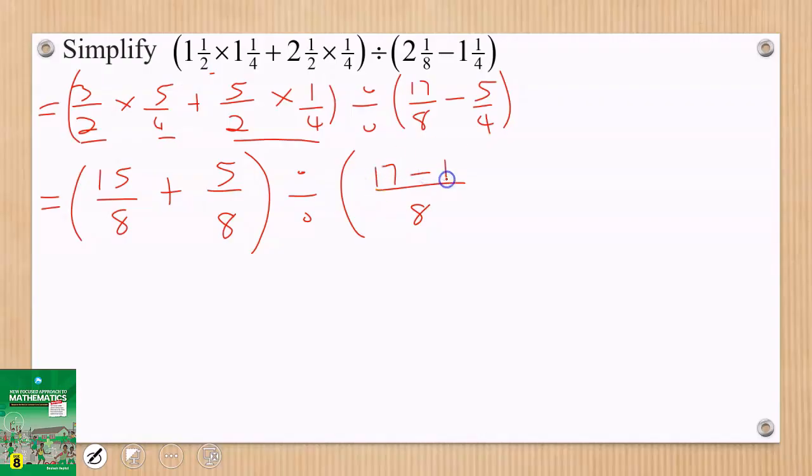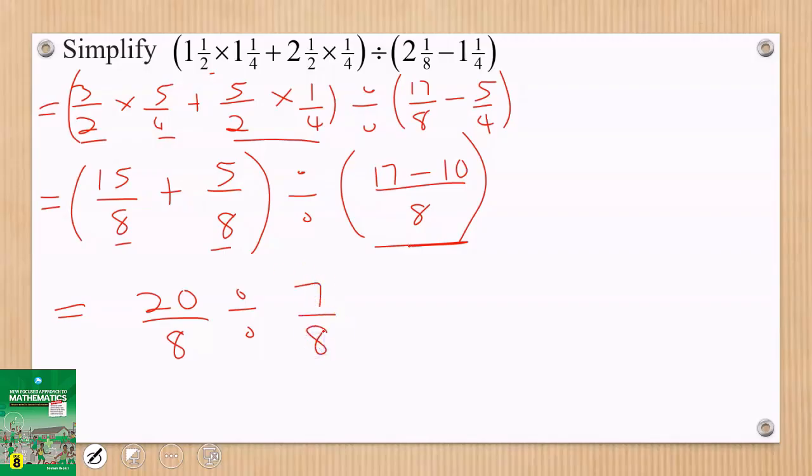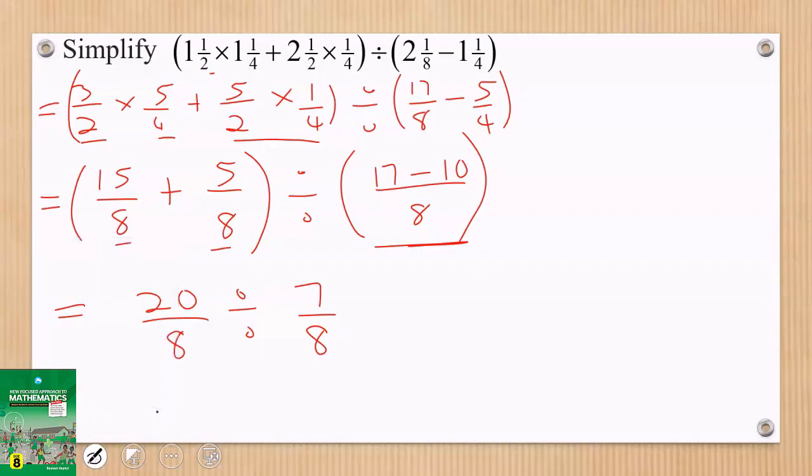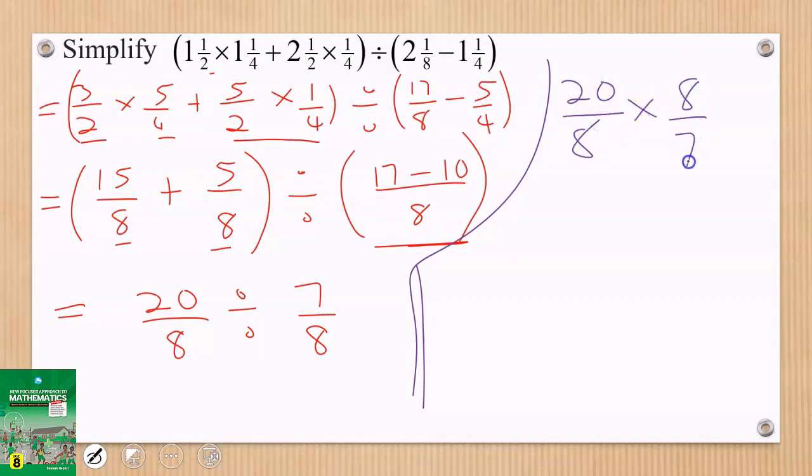2 times 5, 10. We get this. Then again, since these two have the same denominator, we only add the numerators and then get over 8, then divided by, and then the side here too, when we simplify this, we have 7 on 8 as well. So in the simplest form, there we have the division left, which we can just change into multiplication by reciprocating, right? So we can say 20 on 8 times 8 on 7.